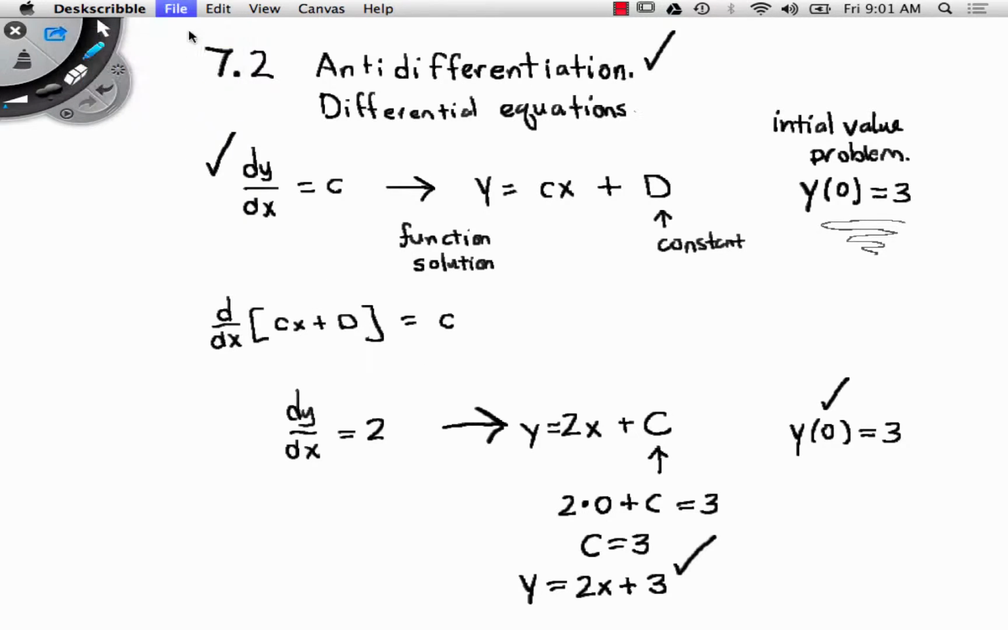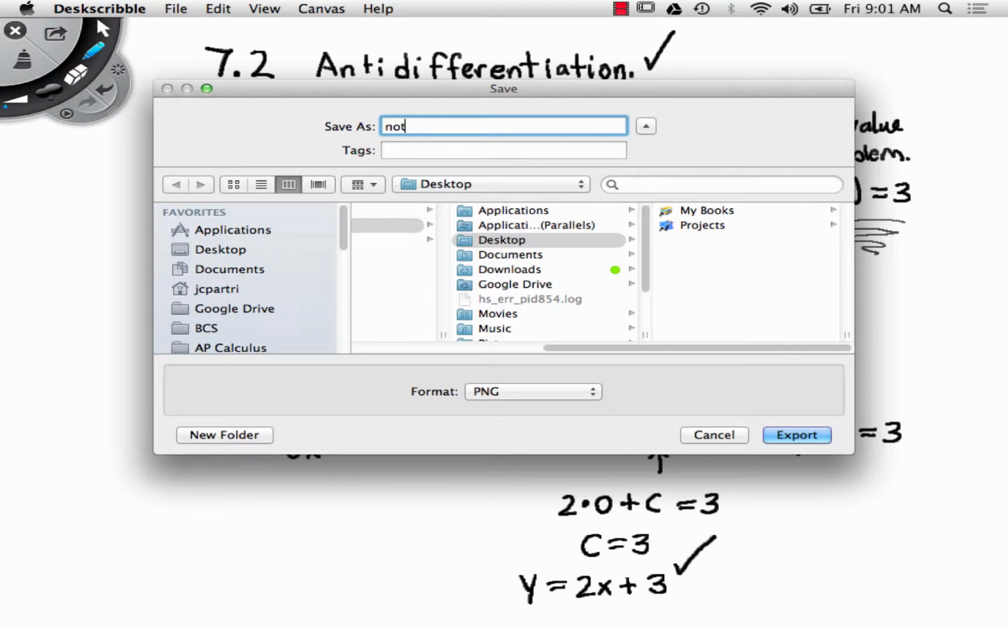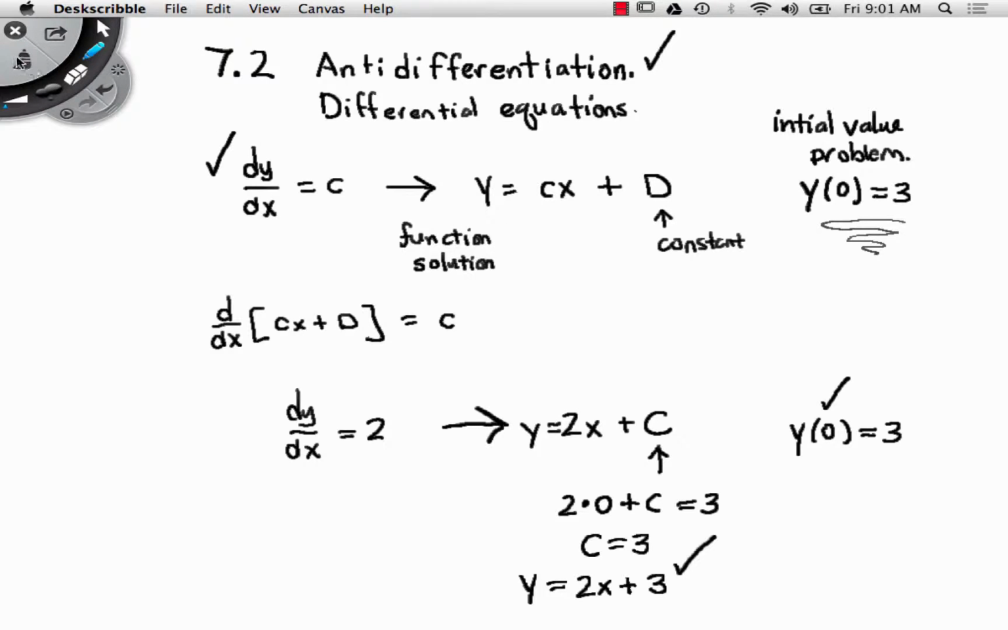Click on that. Export as file. I wish there was a quicker way to do this. Notes 1. Did everyone get my email yesterday? Yes. Okay, good. Is that helpful?